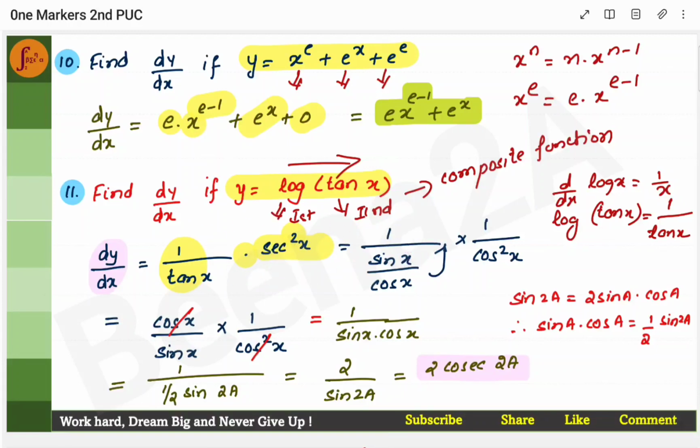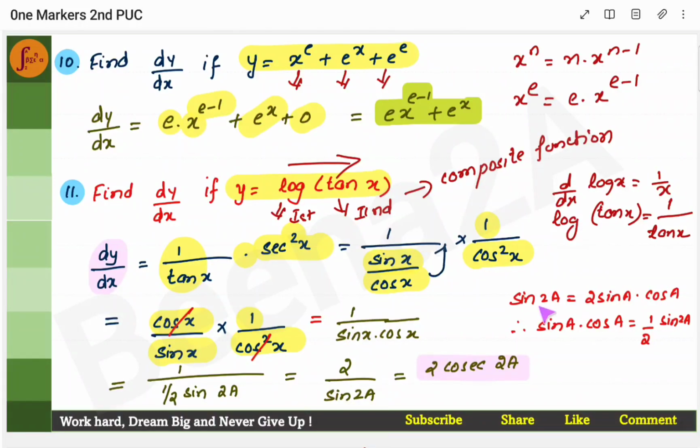Now you can further simplify this, right? You can write tan x as sin x by cos x, and you can write secant square x as 1 by cos square x, right? Secant x is 1 by cos x. Now when I shift this to the top, I have a double denominator here. So it will become the reciprocal: cos x by sin x into 1 by cos square x. So here cos x and cos x will get cancelled. So I'll be left with 1 by sin x cos x.